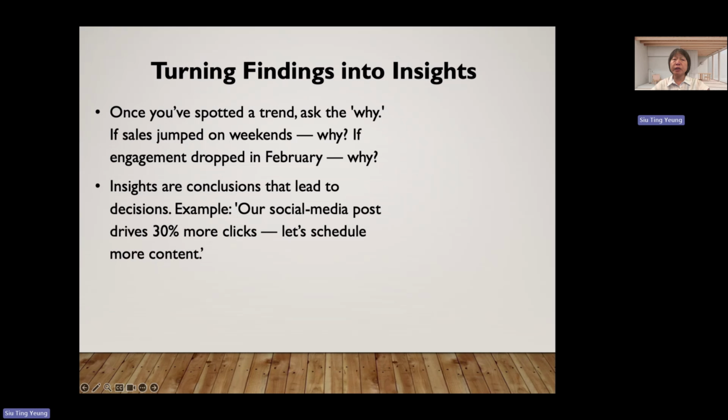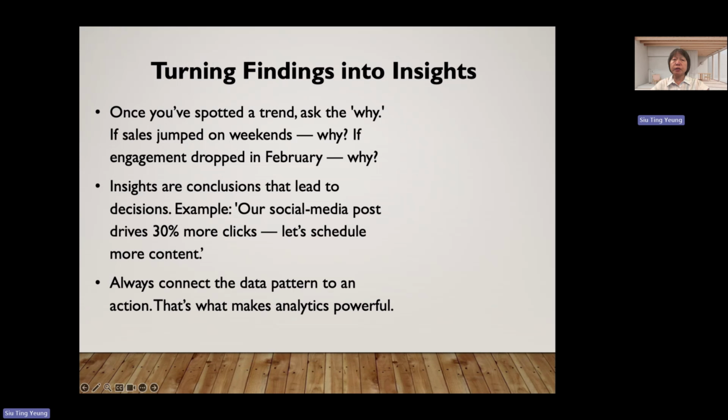Insights are conclusions that lead to decisions. An example is, our social media post drives 30% more clicks. Let's schedule more content. From here, you can see we got the findings, that is, our social media post drives 30% more clicks. And so we reach an insight, which is, let us schedule more content. Remember, always connect the data pattern to an action. That's what makes analytics powerful.